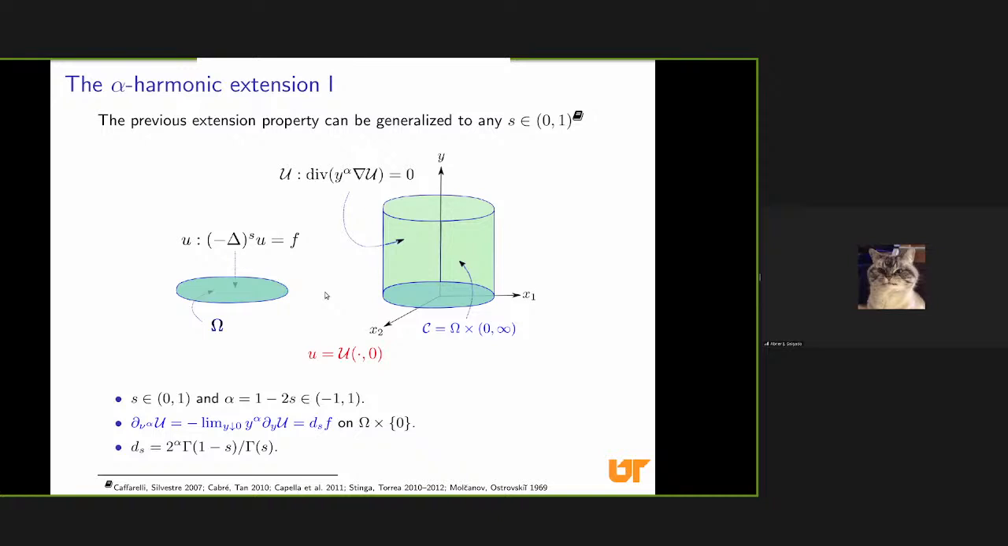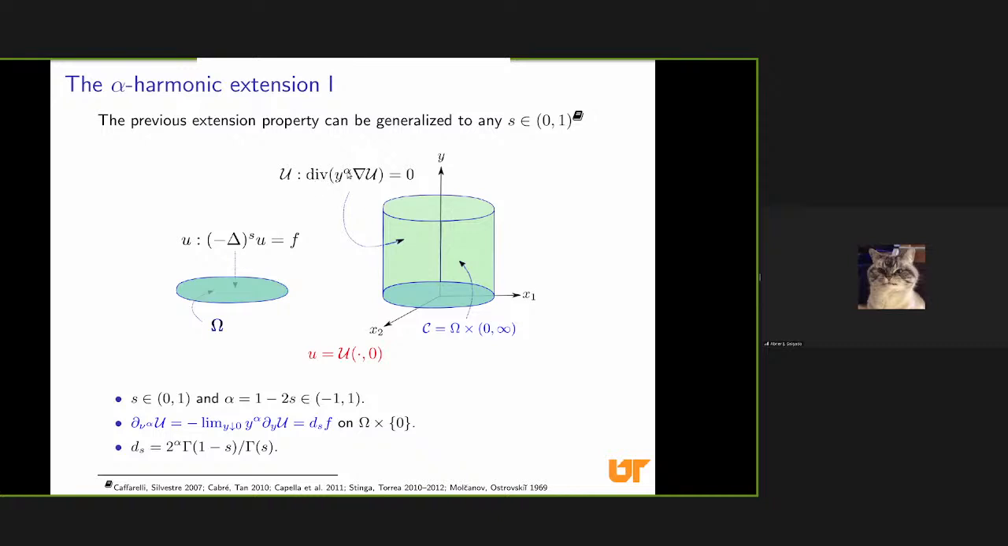And the idea is the following. Let's say that you want to solve in this domain omega this problem: fractional Laplacian of power s applied to u equals f, same problem that we had before. You're going to take this domain and extend it in one more dimension. So here, let's say omega lives in x1 and x2. You extend it in one more dimension y into a semi-infinite cylinder, which from now on forever I will call fancy C.